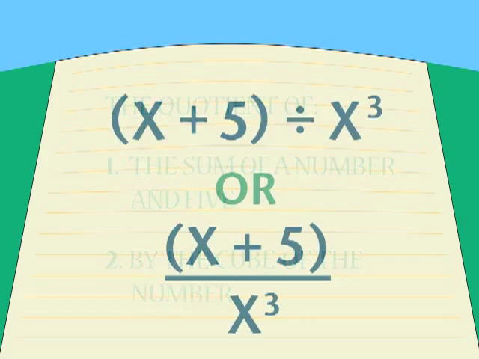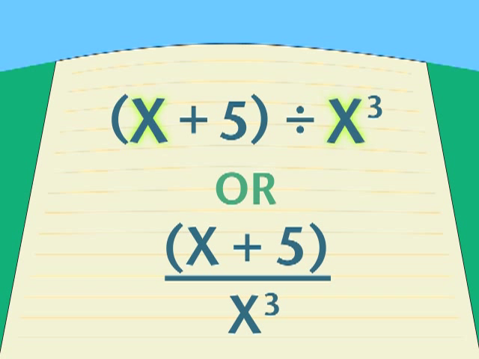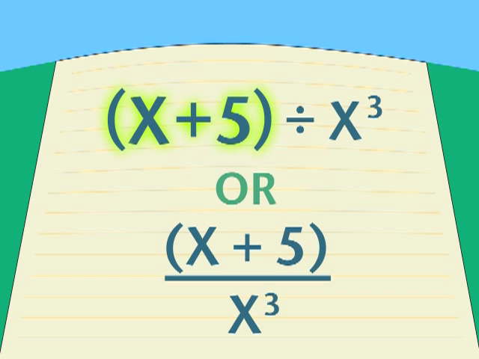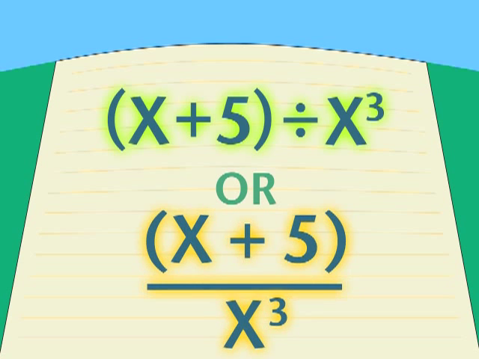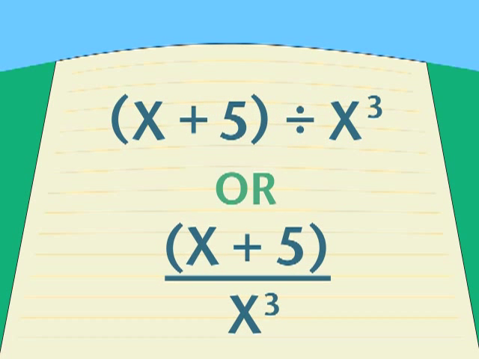To represent the number, we use an X, or any other letter you prefer. The number plus 5 is written X plus 5. Now, it's divided by the same letter, X, cubed. We write it all out in either of the two optional ways that show division.